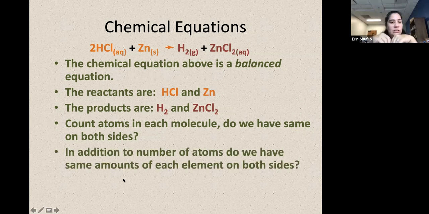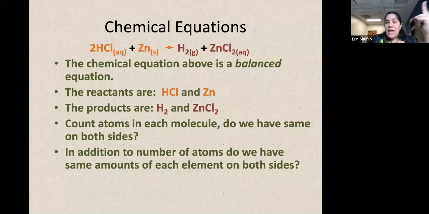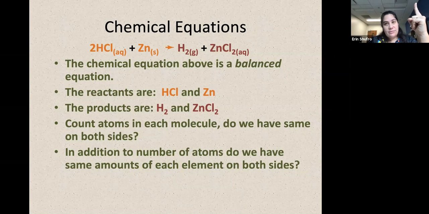But now the next most important thing, in addition to the number of atoms, is that we need the same amount of each element on both sides. So for example, like I said, you cannot turn gold into something else. So if I have 1 zinc on the left, I can only have 1 zinc on the right because I can't make more zincs. If I've got 1 on the left, I can only have 1 on the right. So let's look and see. In addition to the number of atoms, do we have the same amount of each element on both sides?